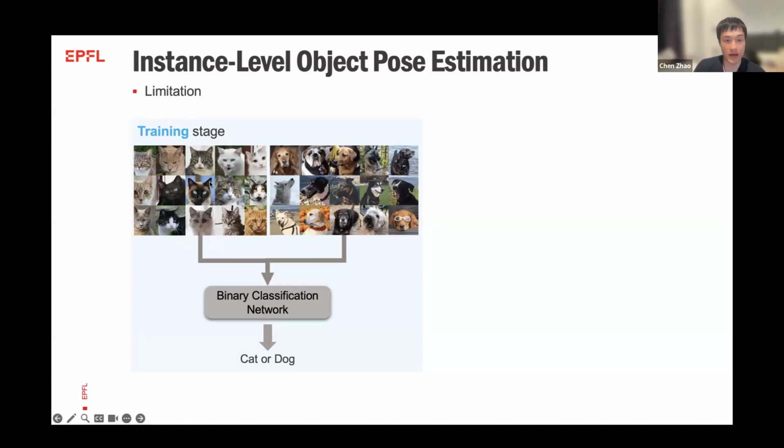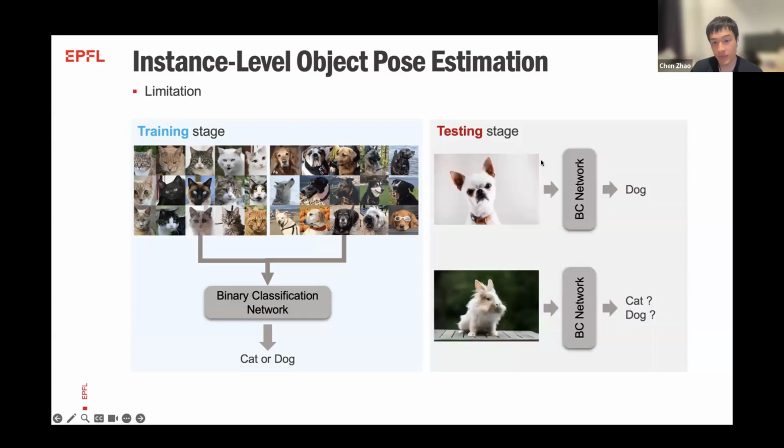For example, we have a binary classification network. We want to train this network to classify an image as a cat or a dog. To train it, we have a set of images: a bunch of images of cats, and another category of dogs. We use these training images to train this binary classification network. Then, of course, during testing, if we have a dog image, we can use this network to predict the label of this object. Of course, it's going to be a dog.